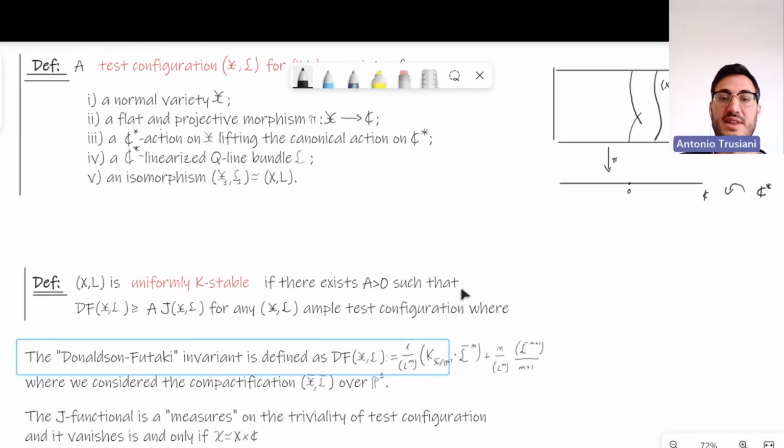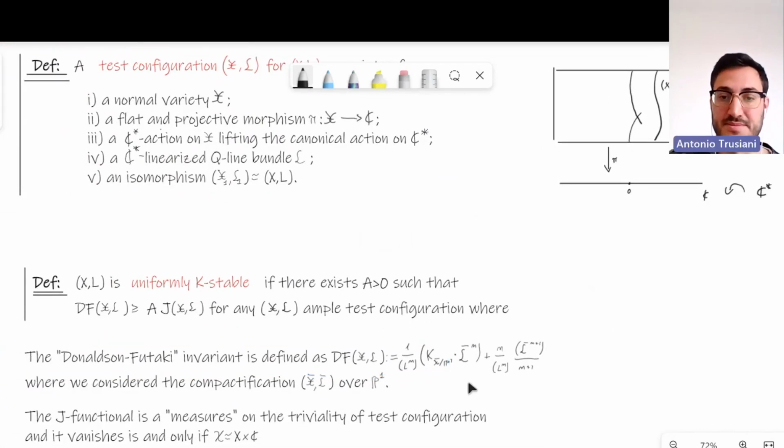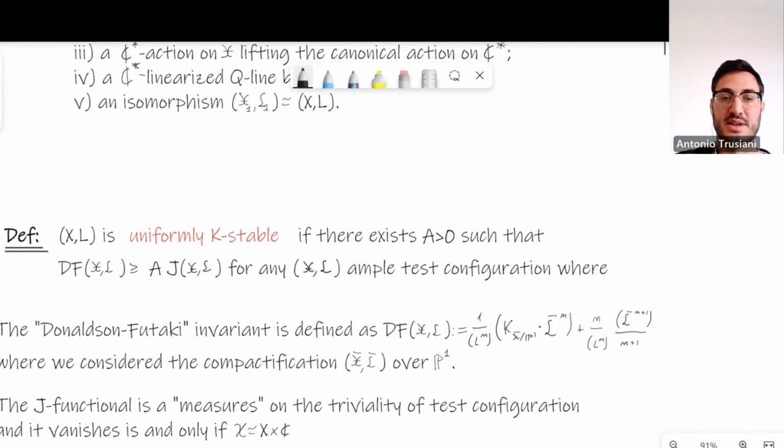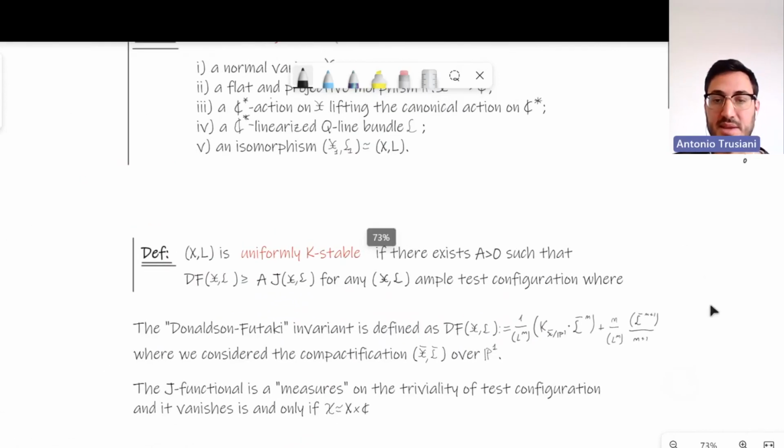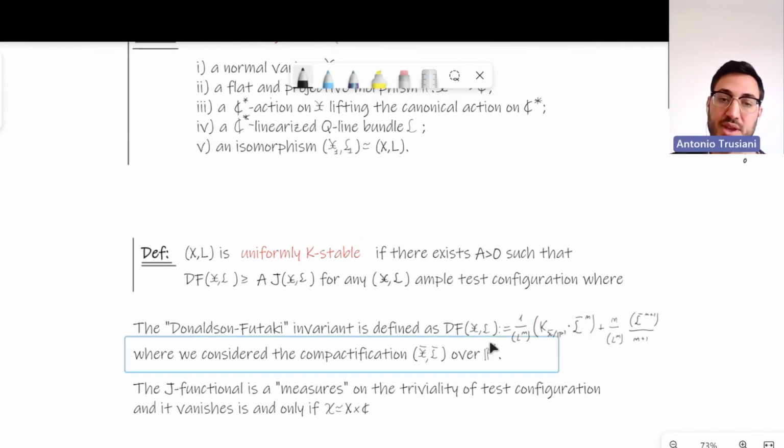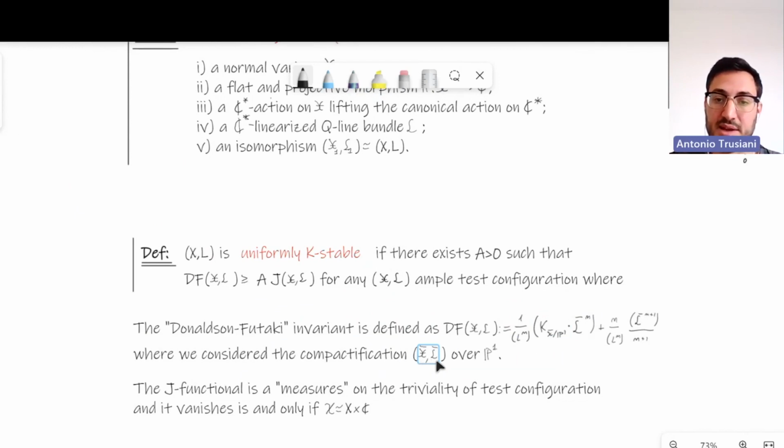The Donaldson-Futaki invariant can be defined in this way. Actually, it's a proposition, but for us it will be a definition. It can be defined in terms of intersection theory, where thanks to the C star action, we can compactify our test configuration, calligraphic X, calligraphic L over P1, because the action at infinity is trivial. So we have this Donaldson-Futaki invariant.